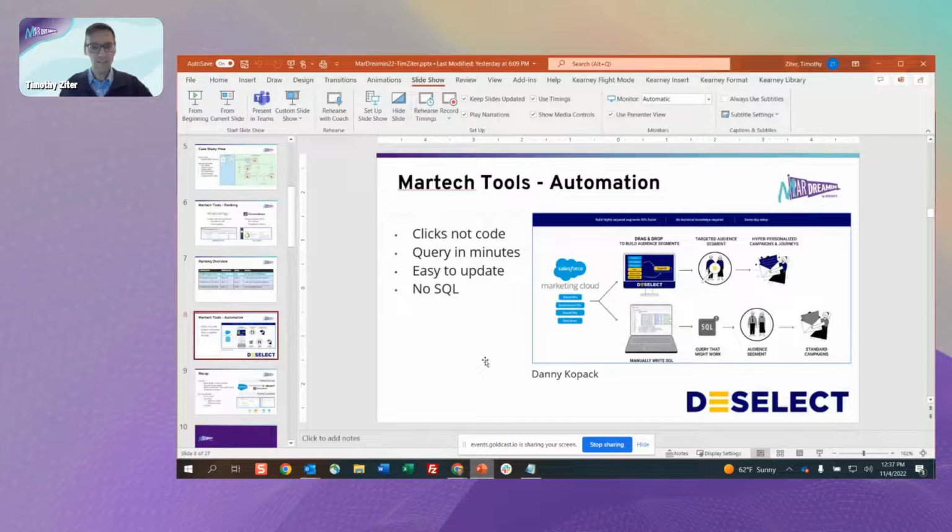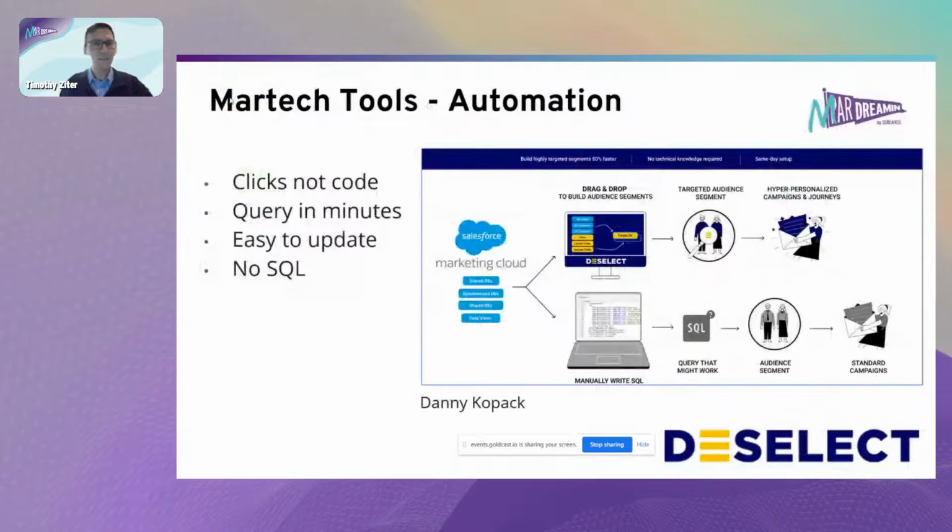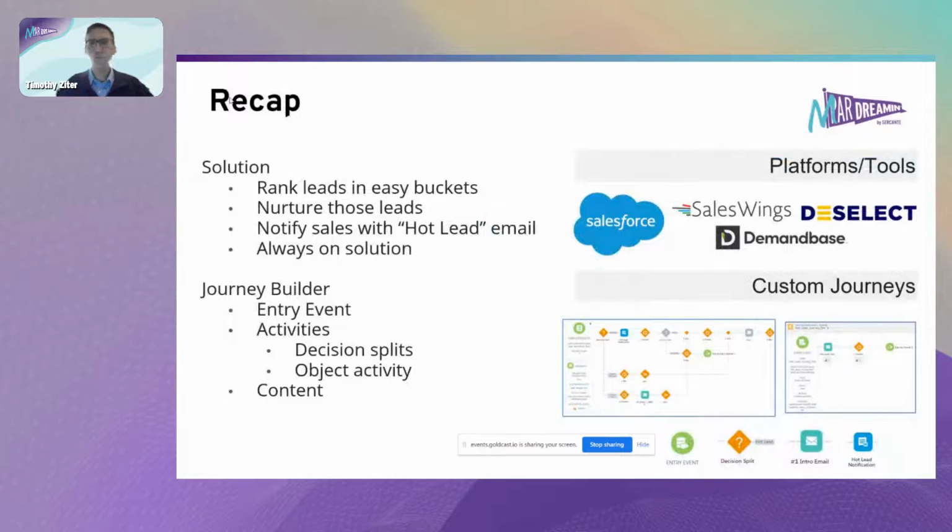Let me jump back into my deck and just do a quick recap. Hopefully that gives a good overview and gives a solution that accomplishes those 4 things that we were looking for our marketing partners. One, we found a way, thanks to Sales Wings and Demand Base, to rank those leads and use DE Select to put them into easy buckets. Second, we're able to nurture those leads with an automated journey. We're able to notify sales using that hot lead notification. And we've built an always-on solution that is automated.